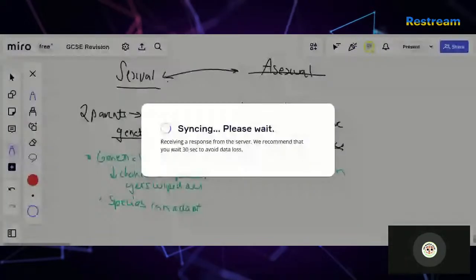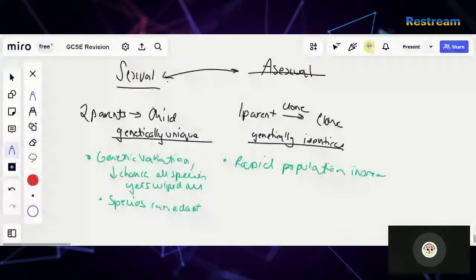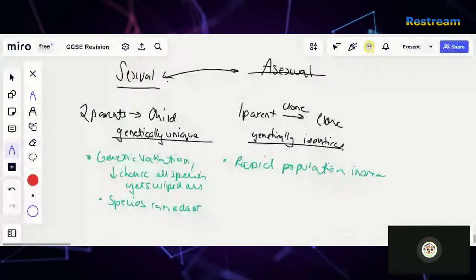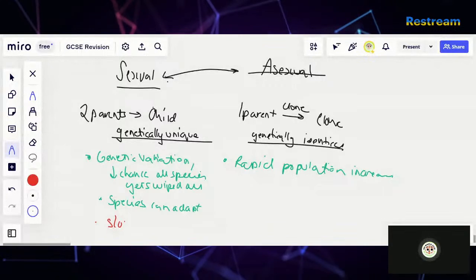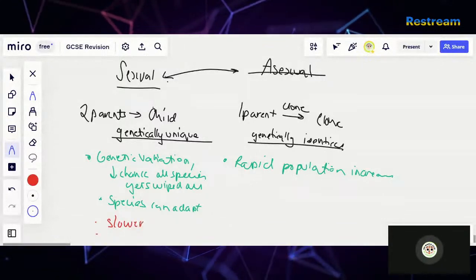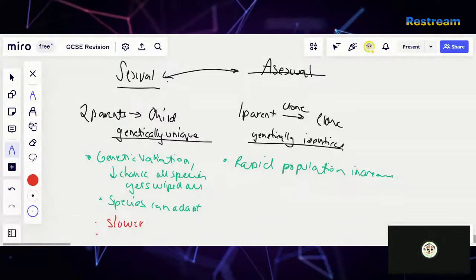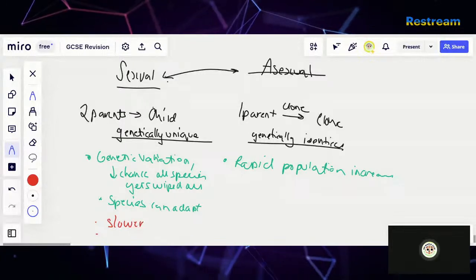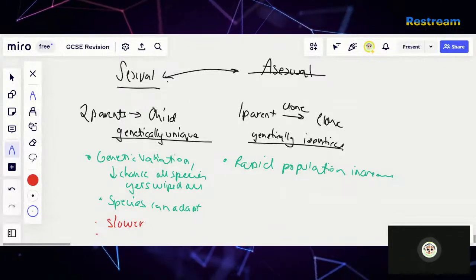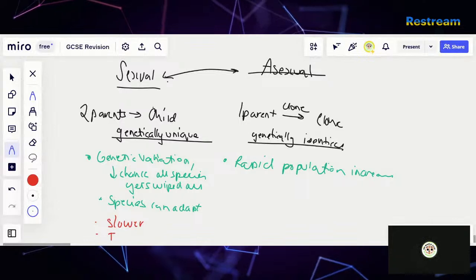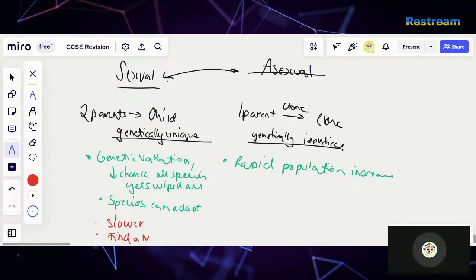You don't have to find a mate. It brings a disadvantage to this one because firstly, it's slower, and secondly, the population increases much slower then. So it's a slower form and you have to find a mate, which takes longer.